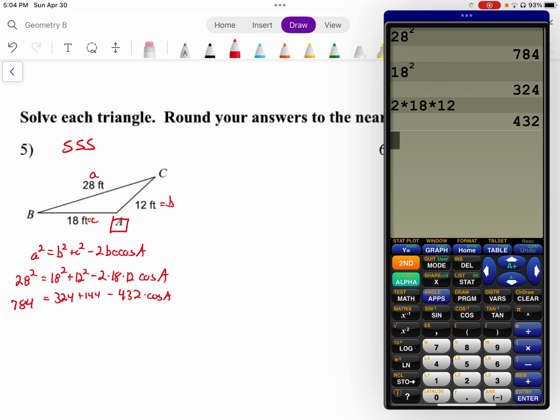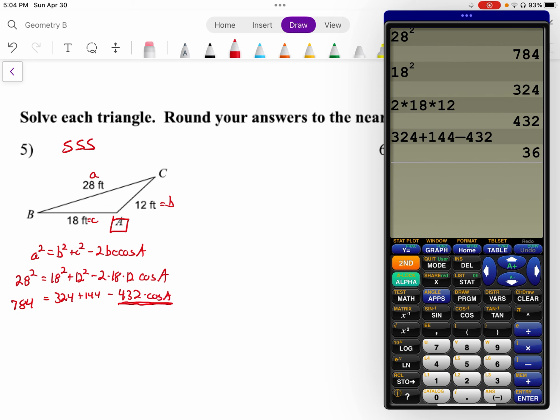Right after this step is where a lot of people make a mistake. A lot of people do 324 plus 144 minus 432. That is wrong. Very, very wrong. Because this negative 432 is multiplied times the cosine of A. So we can't subtract the 432.